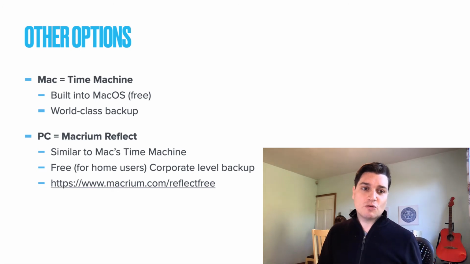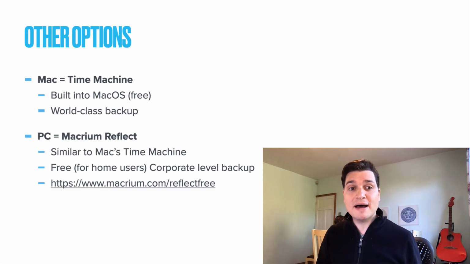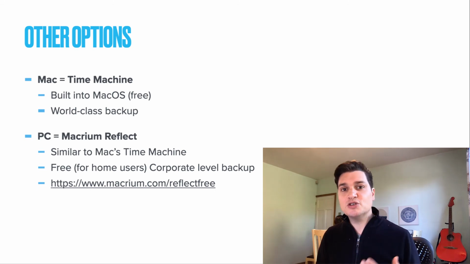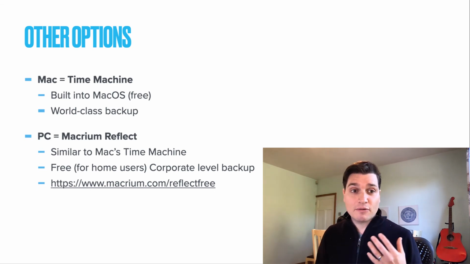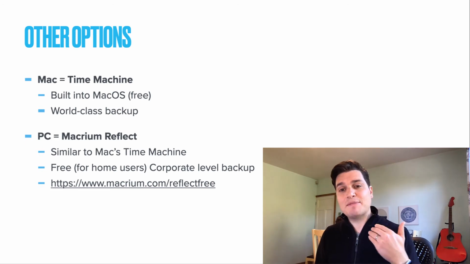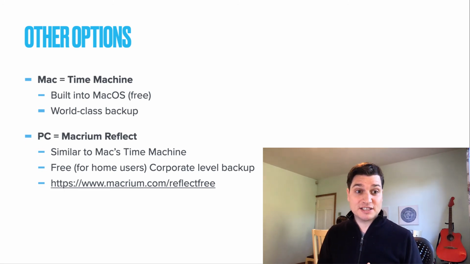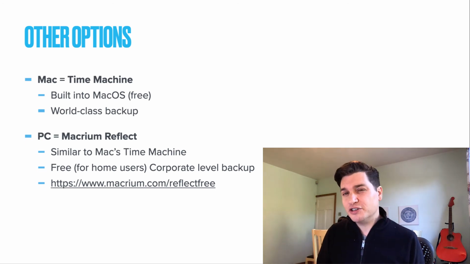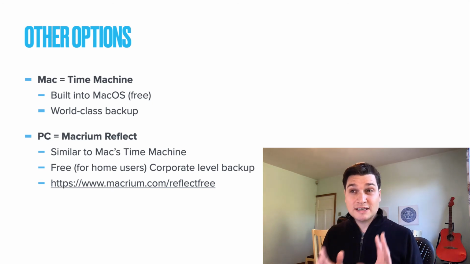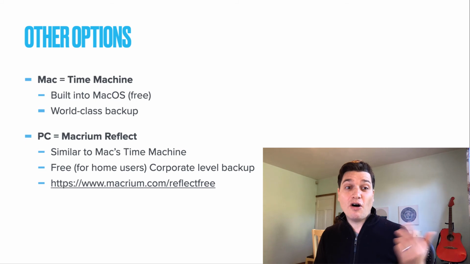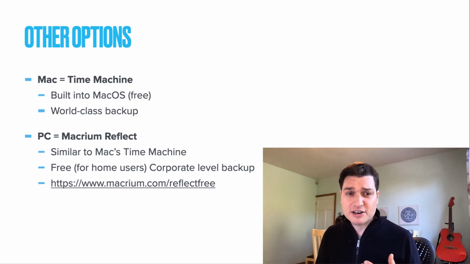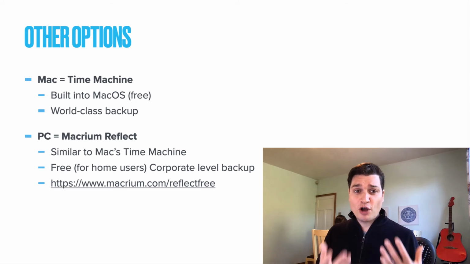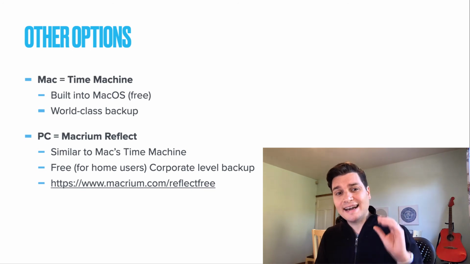There's two systems. One is called Time Machine if you are on a Mac, and that is built into Mac OS. I'm going to put a link with this video that shows you how to use Time Machine. Now, Windows 10 doesn't have the same level of backup as Mac because Time Machine is superb. But there's some free software, which I think you should check out, called Macrium Reflect. It is, to all intents and purposes, a copy of Mac's Time Machine, but it runs on your PC. It's free for home users, and it gives you corporate level backup.